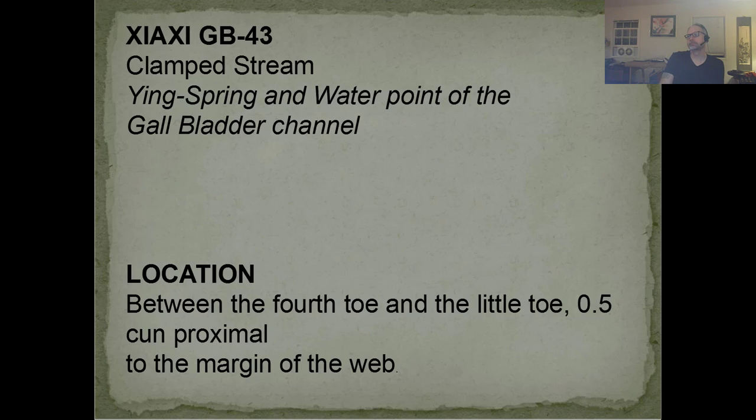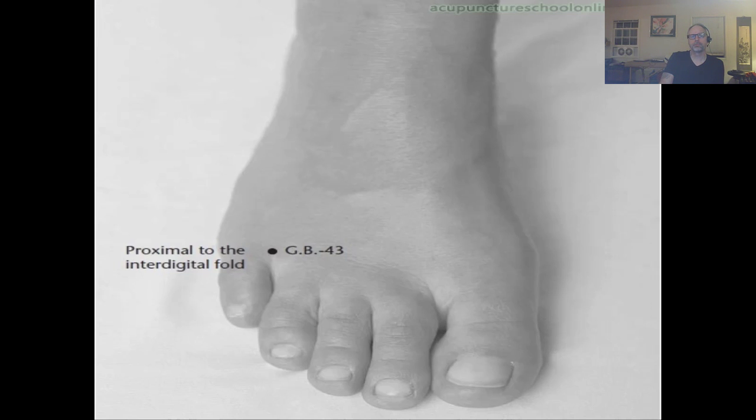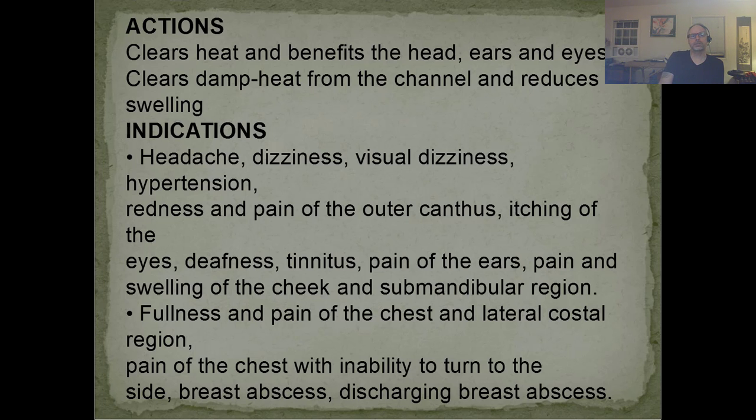That's it. 43 is the Yin spring between the 4th toe and the little toe, 0.5 sun proximal to the margin of the web. Clears heat and benefits the head, ears, and eyes. Clears damp heat from the channel and reduces swelling.